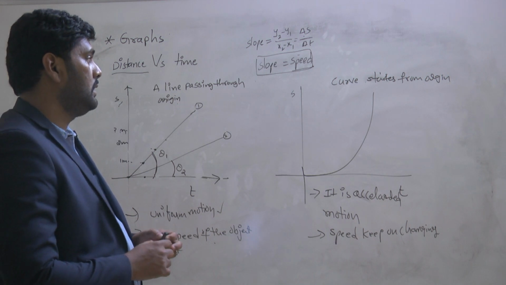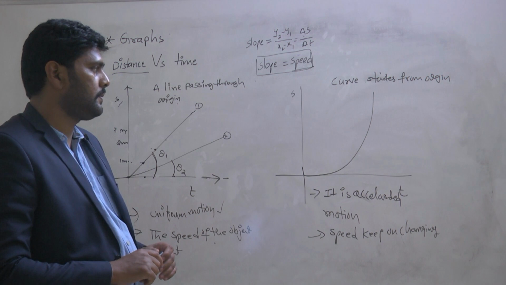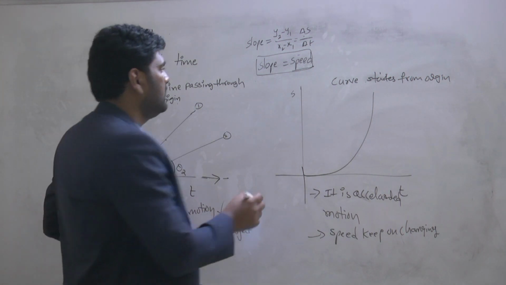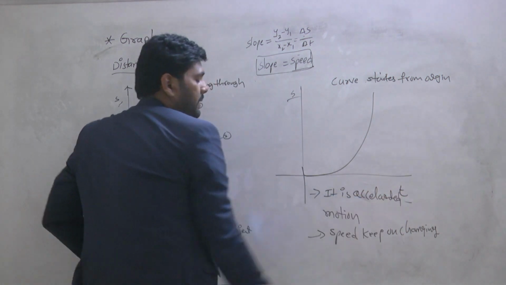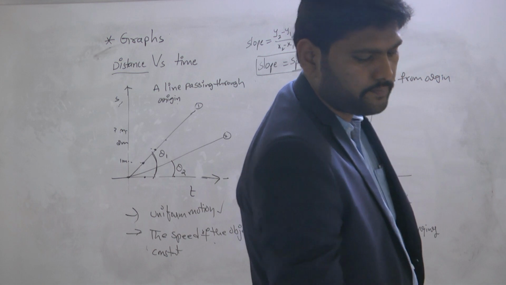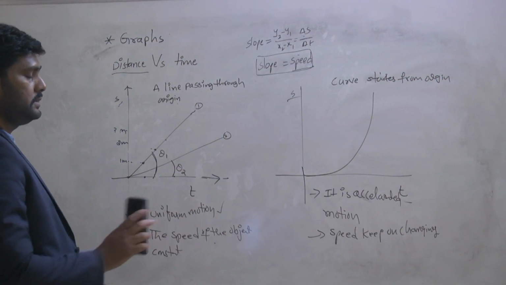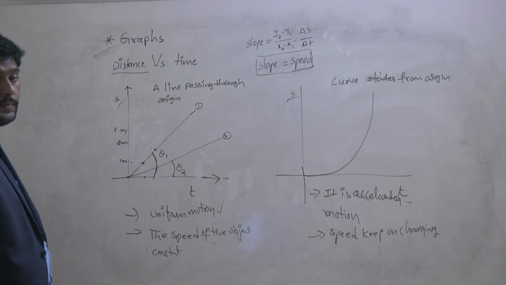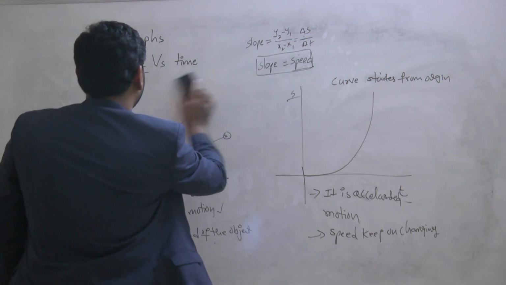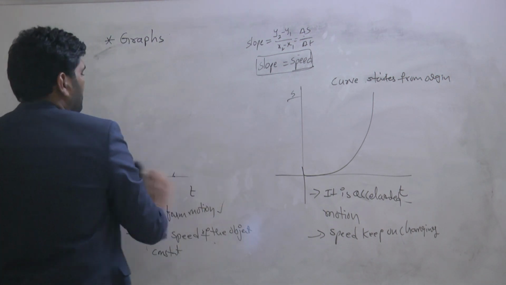This is the way we can take the acceleration graphs. So this is what graph? The distance versus time graph. Let's take another type of graph. Now let me take a speed versus time graph.